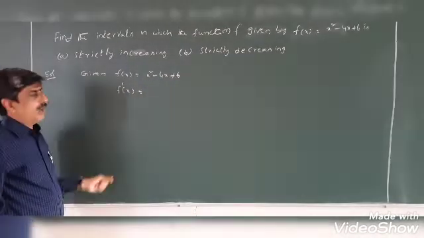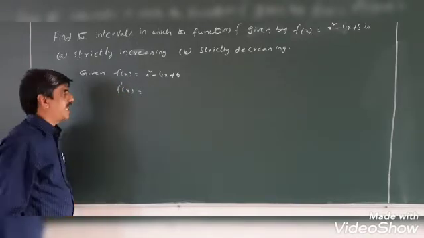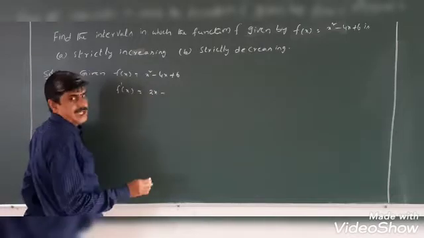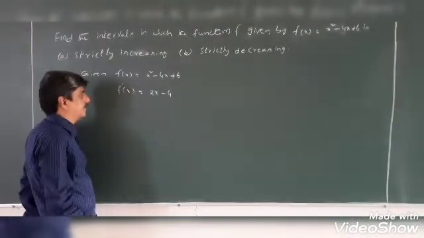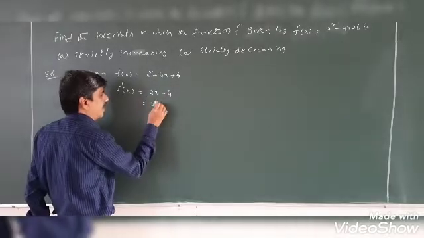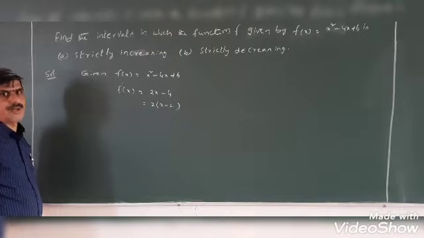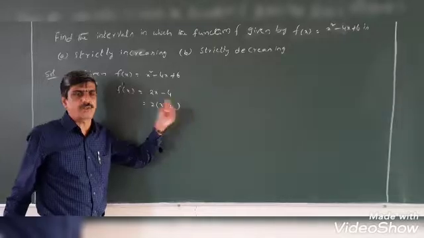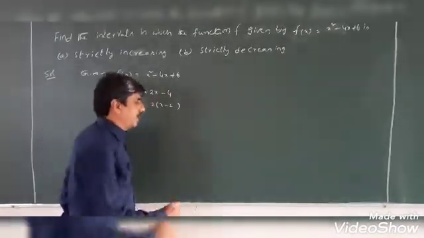To that f dash x, so f of x is equal to x square minus 4x plus 6. Now differentiate with respect to x on both sides. Then derivative of f of x is f dash x is equal to derivative of x square is 2x minus 4x derivative is 4 plus 6 is constant derivative is 0. So f dash x is equal to 2x minus 4. So common out 2. So this is 2 into x minus 2. So f dash x is equal to 0 if I am taking 2 into x minus 2 is equal to 0. Means x minus 2 is equal to 0. x is equal to 2.